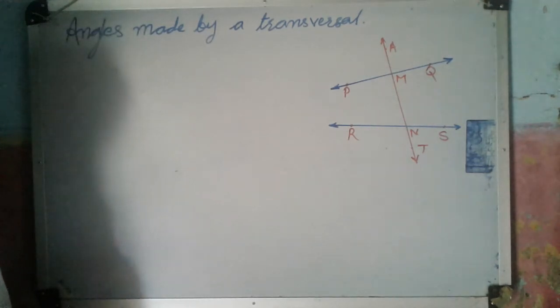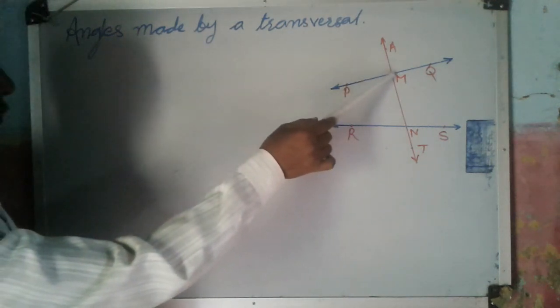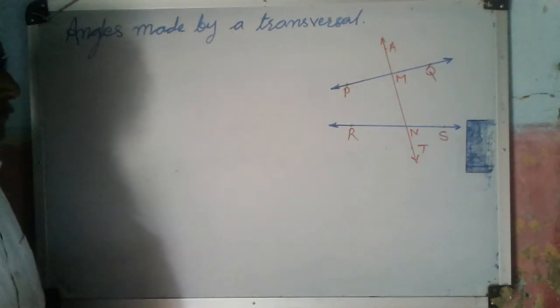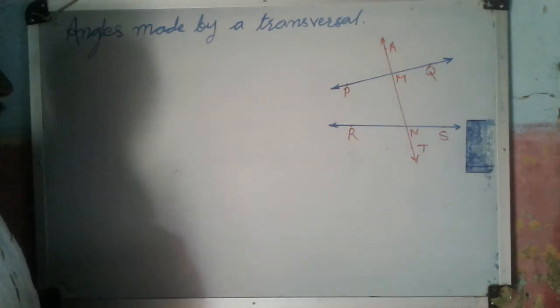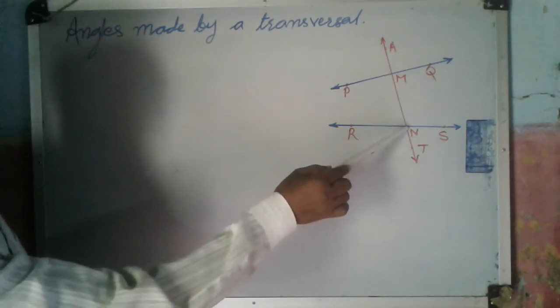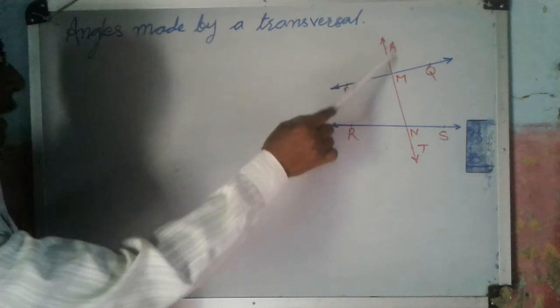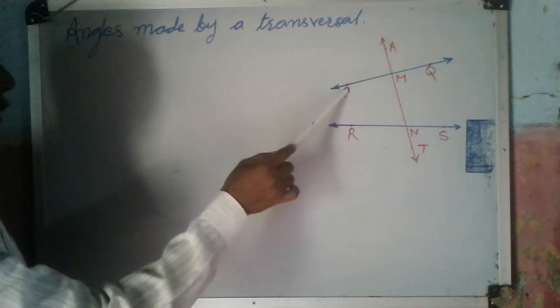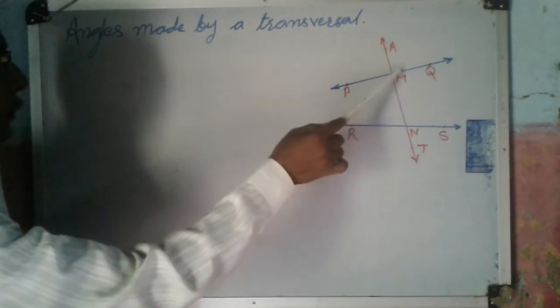Now, if you observe the figure, at each point of intersection, four angles are formed. See, 1, 2, 3, 4. And here also at point N, four angles are formed. 1, 2, 3, 4. Now, at point M, which four angles are formed? Angle AMQ, angle AMP, angle PMN, angle QMN.